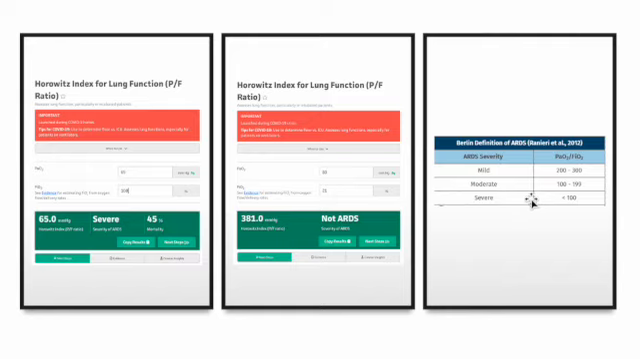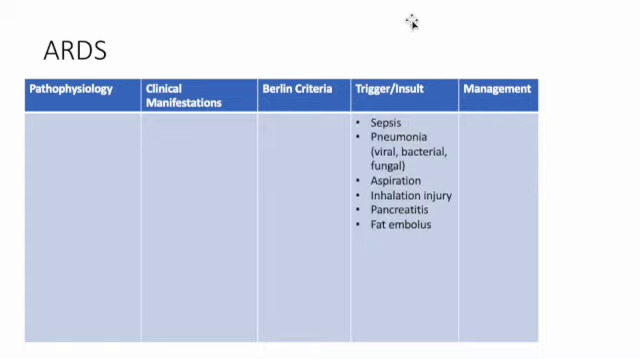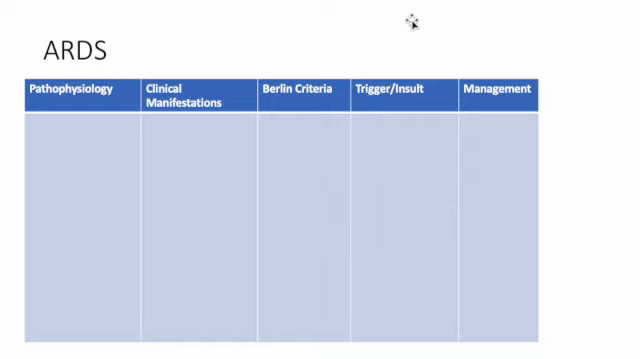So we mentioned that part of the Berlin criteria is acute onset, less than 7 days after the insult. So what are some of these insults or triggers that can cause ARDS? So the most common causes are infectious, whether that's sepsis or pneumonia, and the pneumonia can be viral or bacterial or fungal. Other causes are aspiration, inhalation injuries, pancreatitis, or fat embolus, but by far the most common causes are infectious. So what's the management of ARDS?